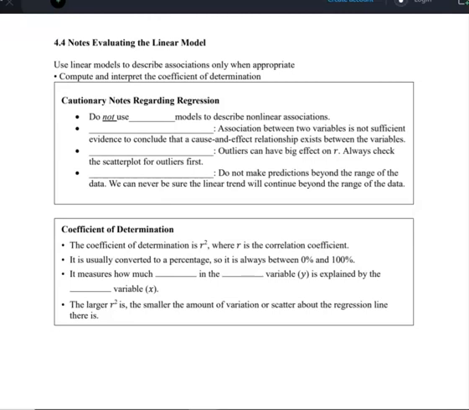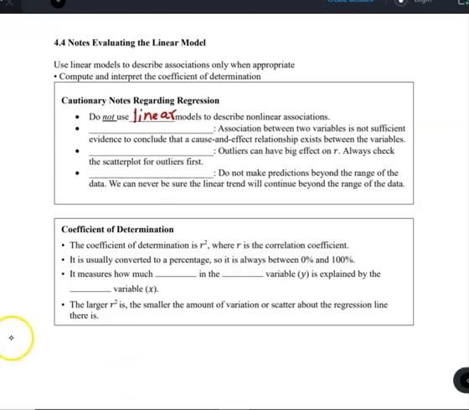So a few notes. It starts off with some cautionary notes about regression. Do not use, and we've talked about this, but I want to remind you again, do not use a linear model to describe a non-linear trend. So always look at that scatter plot first and make sure that it's actually a linear trend. And if it's not, we have to do something different. Don't try to force it to be a linear model when it's not.